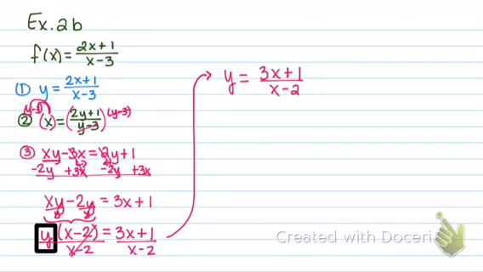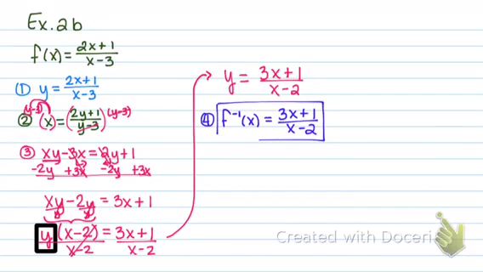Yeah, so step 4. If we're changing it back, why can't we just keep it as an x? Because it's not just an x. What are we changing y to be? The inverse of f of x. And there is our solution.